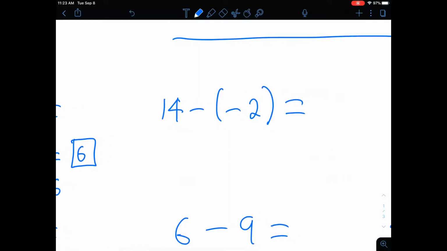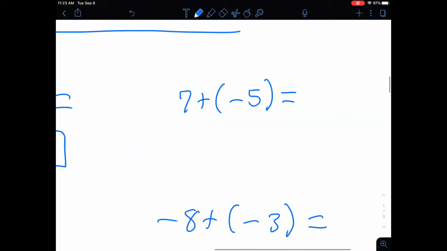All right, 14 minus negative 2, we're subtracting. So we're going to do change the sign, add a line, 14 plus 2. And now we're adding numbers with same signs or different signs? Same signs, so we're going to add them up and keep the sign. 14 plus 2 is 16, and then both are positive, so we're going to keep it positive.